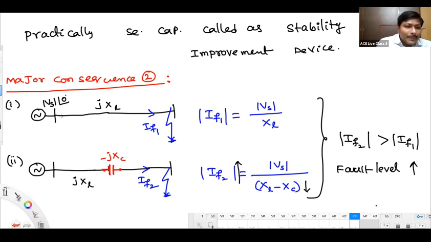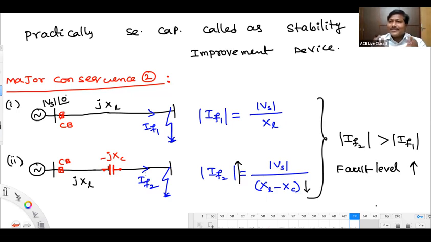Generally, we will be keeping one circuit breaker to interrupt this fault current. And here also we are keeping a circuit breaker to interrupt the fault current. The first breaker has to interrupt a current of IF1 magnitude, and the second breaker has to interrupt a current of IF2 magnitude. So the circuit breaker requires high breaking capacity. It has to interrupt high breaking current.